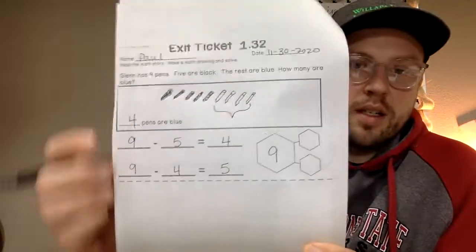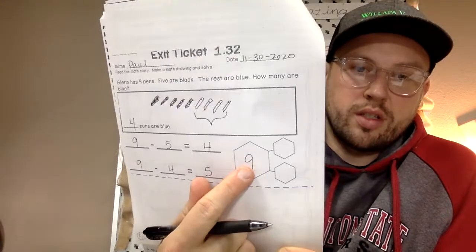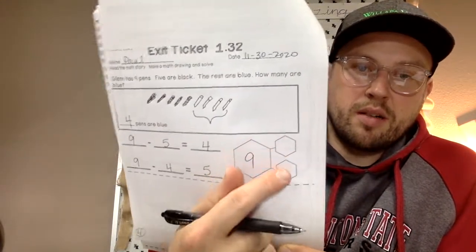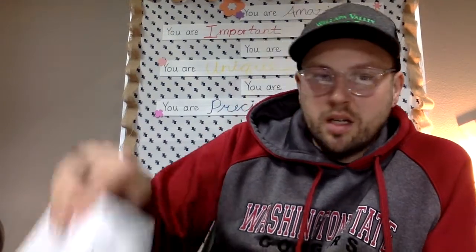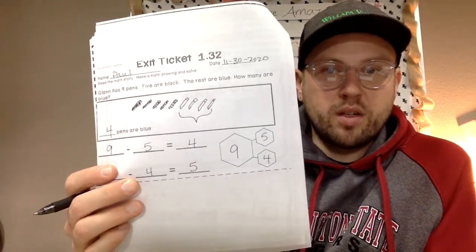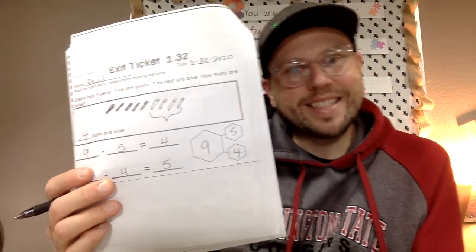So you can start with 9. You started out with 9 pens. Okay. 5 of them are black, so 9 minus 5 means that 4 of them were blue. You could also do 9 minus 4 equals 5. And then in your number bond, you're going to put the whole in the large part, and then your 2 smaller parts in here. So 5 and 4. Go ahead and get this completed, and then you are done with math for today. Yay!